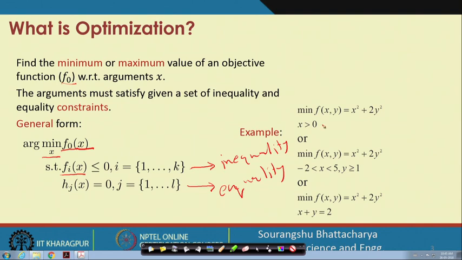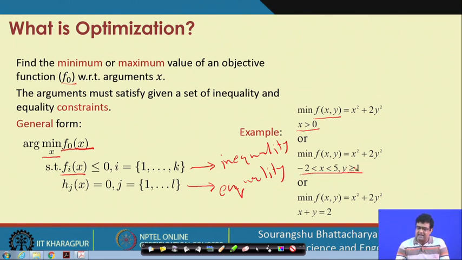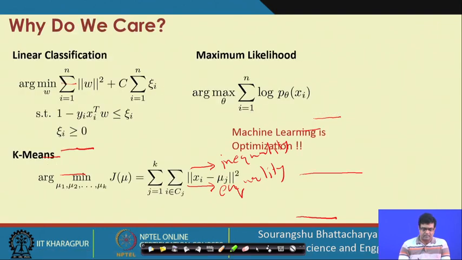Some examples: your f could be a function of x and y, two variables, and the function could be something like x square plus 2y square, and the constraint could be something like x is greater than or equal to 0. Or for example, the constraint set could be something like x is between minus 2 and 5 and y is greater than 1, or the constraint could be something like x plus y should always be 2.